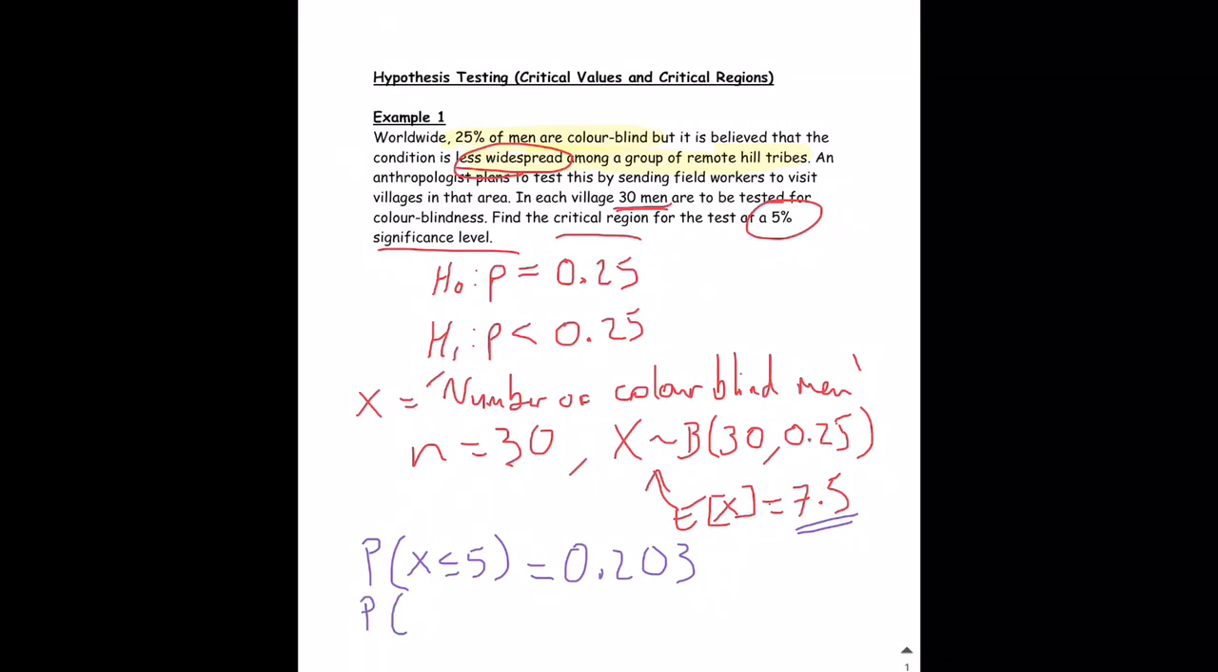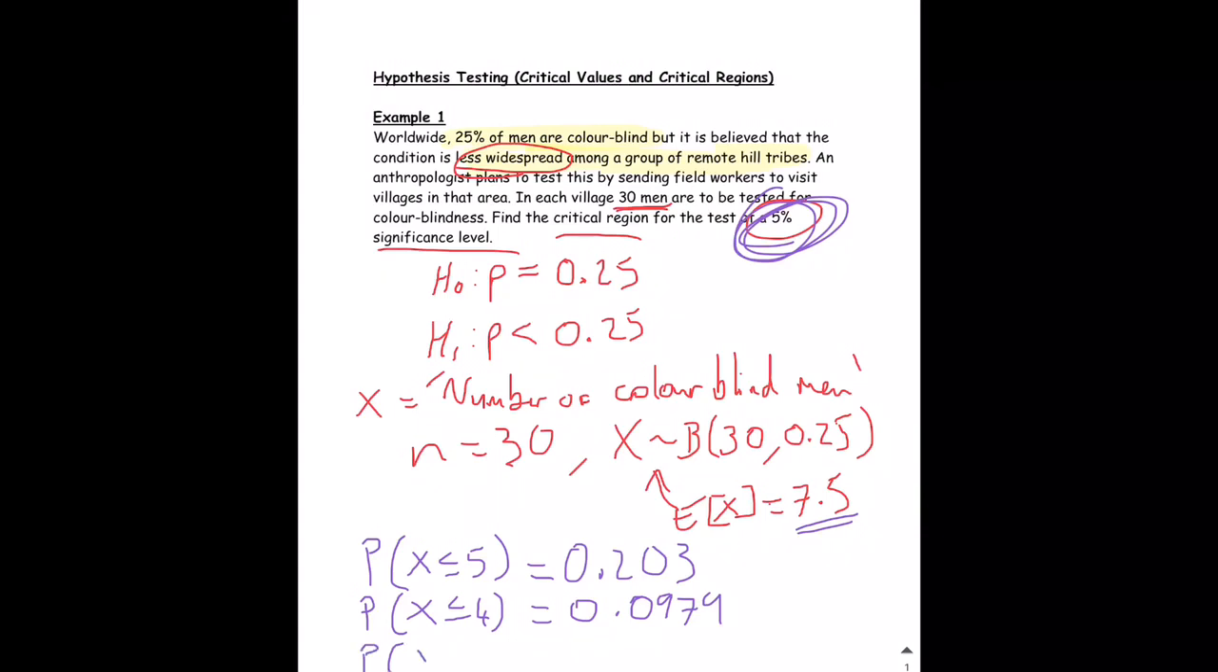Okay, so what if it was even less? 4, maybe? What does that come out as? That's 0.09. Ooh, that's close. 9% chance, but still not enough for me to say strong evidence to reject H naught, and suggest that colourblindness is less widespread among this group.